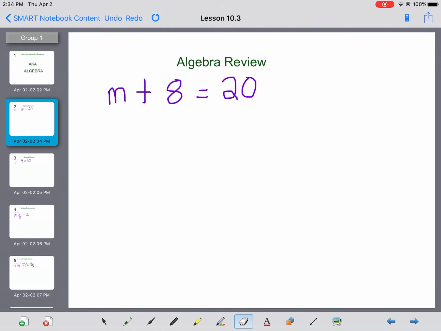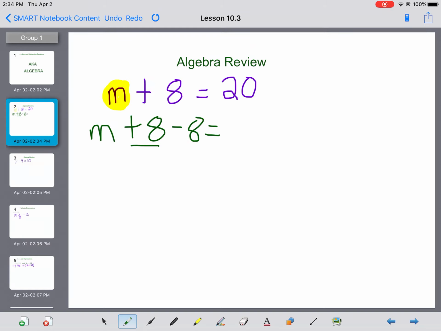So here we have m plus 8 equals 20. Remember, our variable is the letter where we want to find or solve what that letter is worth. So in order to figure out what the letter is worth, we want to get it by itself. So we take a look at what's happening to that letter. Right now we have m plus 8. We do the opposite. So the opposite of adding 8 is we subtract 8.